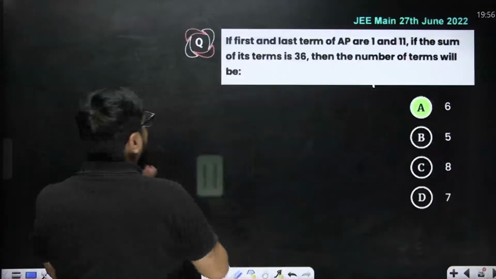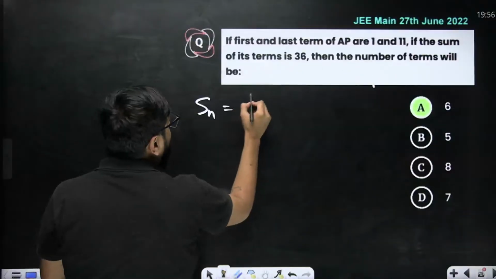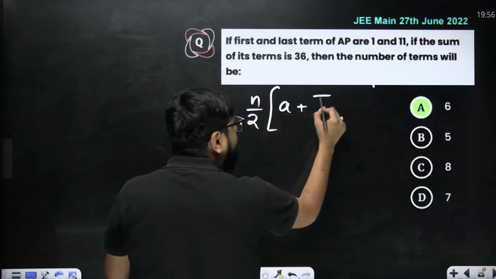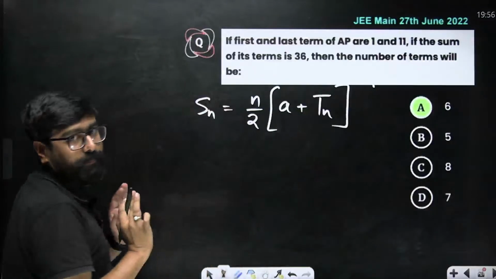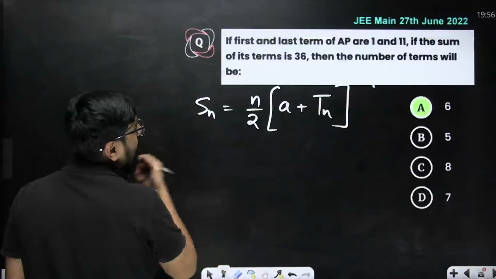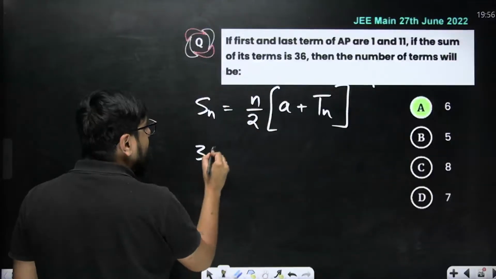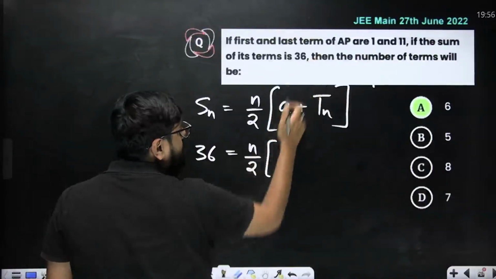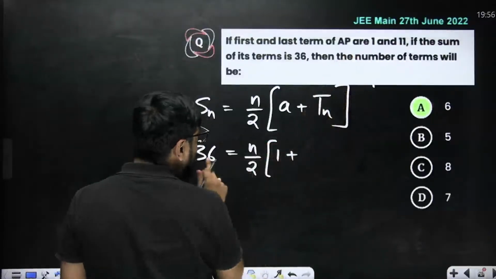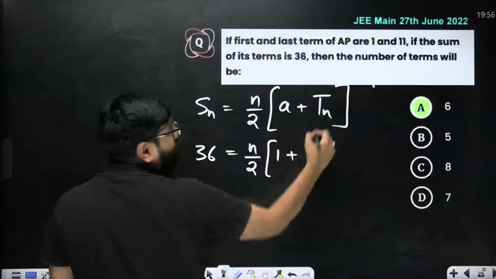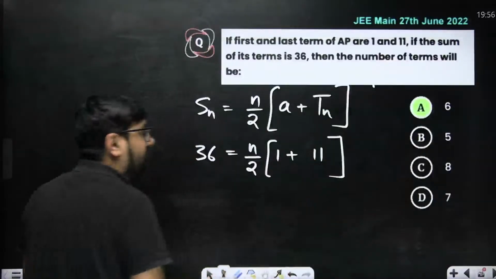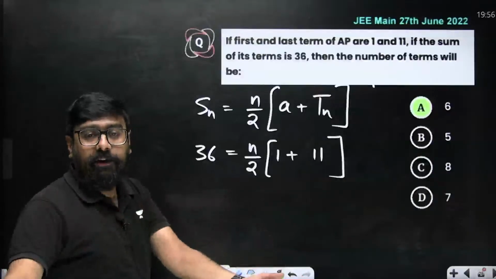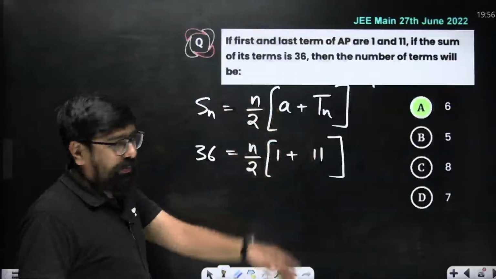I'll write it again. Sum of n terms is n by 2 multiplied with the first term and the last term, or nth term. This is what I know, right? This sum of n terms is given to me. I don't know what n is right now, but the sum of n terms is given. The first term is also given. The last term, that means this nth term, is given to me: 11. If last term means nth term, T11 only. Correct? So this is given to me, 11.